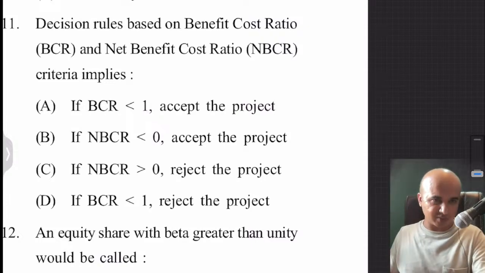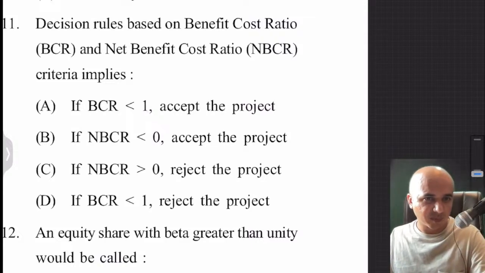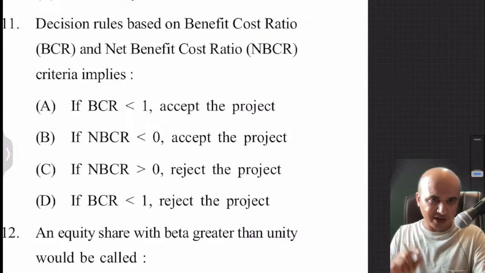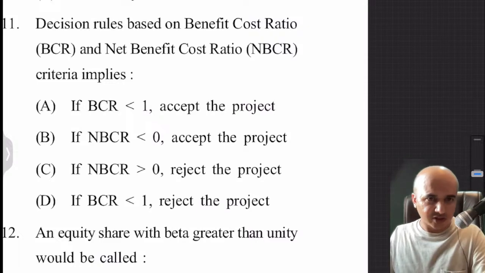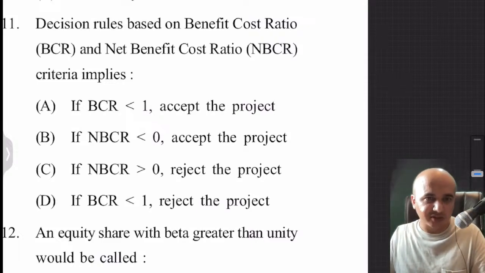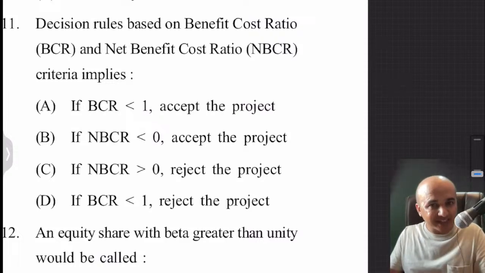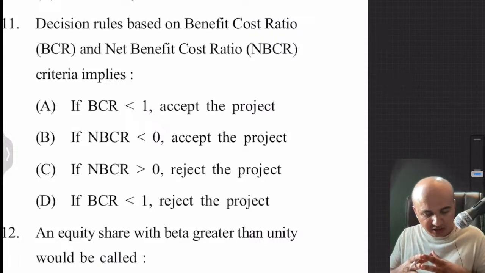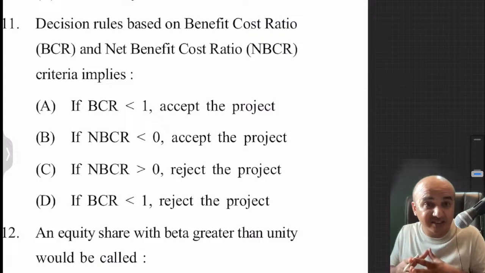Let us look at each of these one by one. Option A. BCR is less than 1, accept the project, they say. This statement is obviously not correct. What does the BCR, or benefit cost ratio, do? It only compares the present value of the benefits to the present value of the cost.